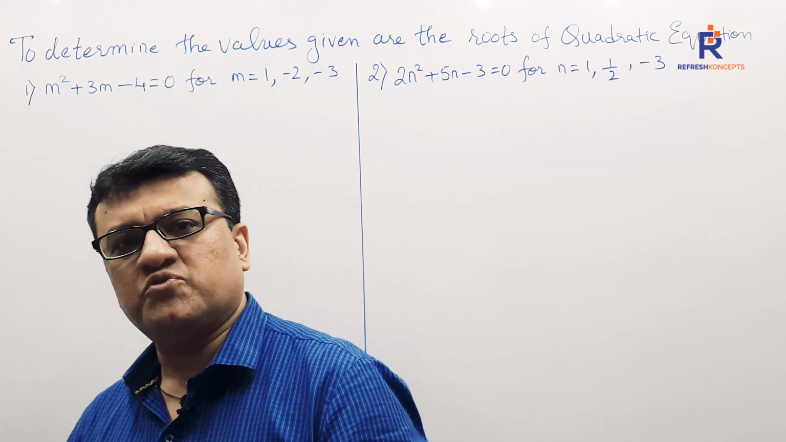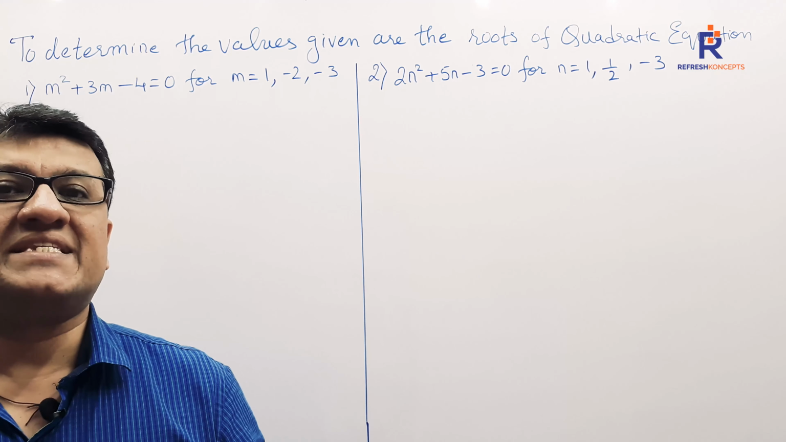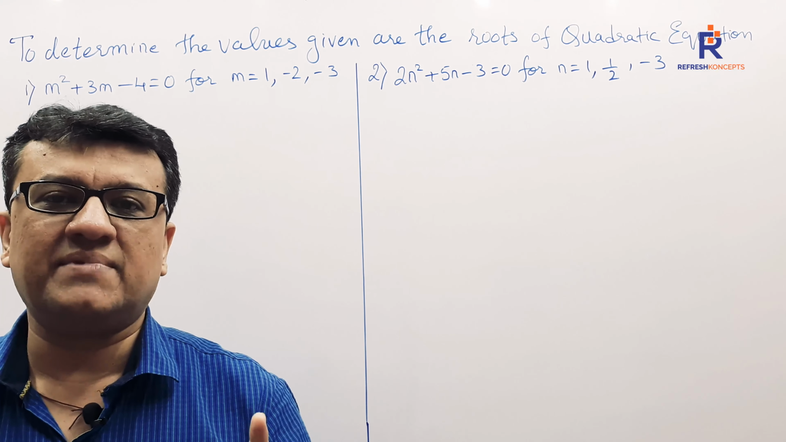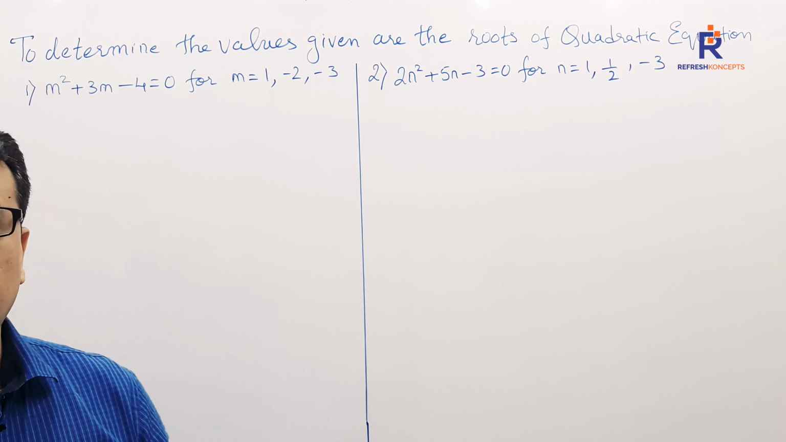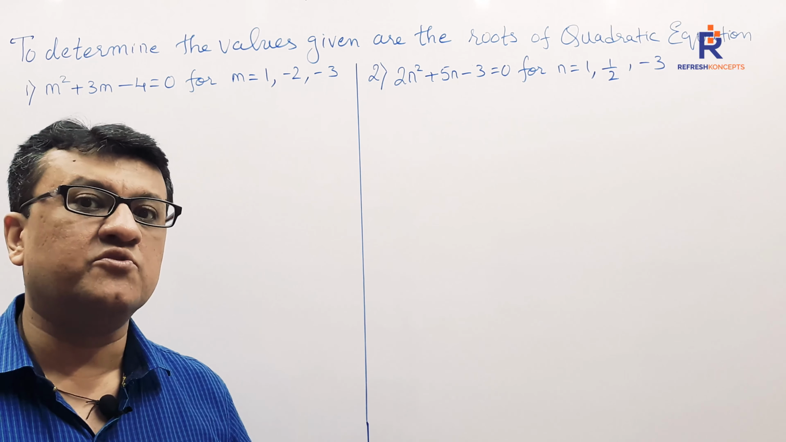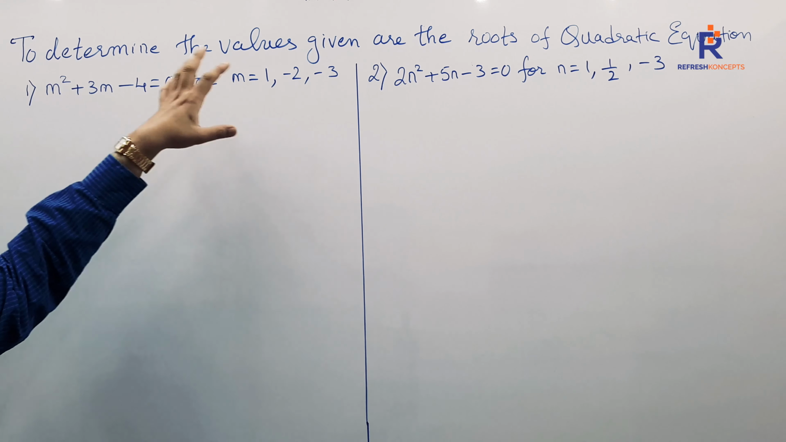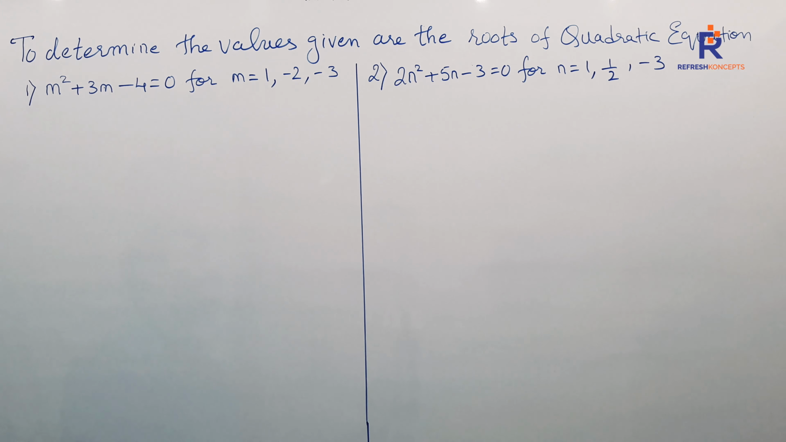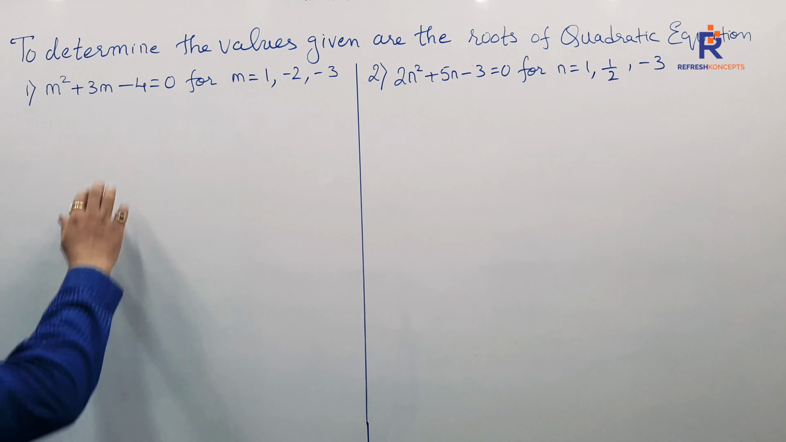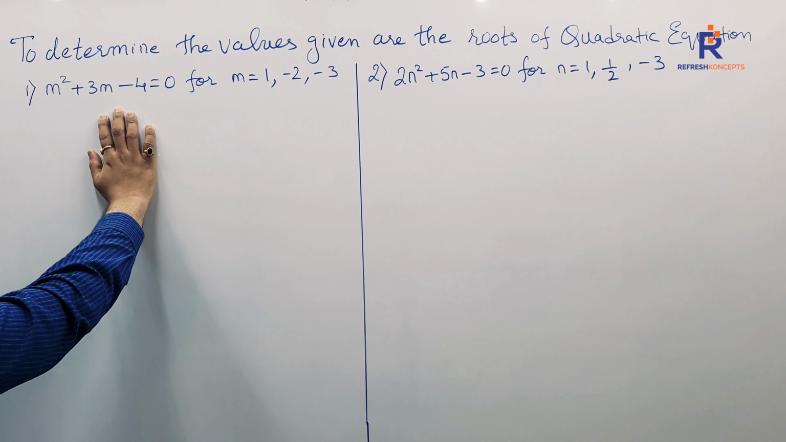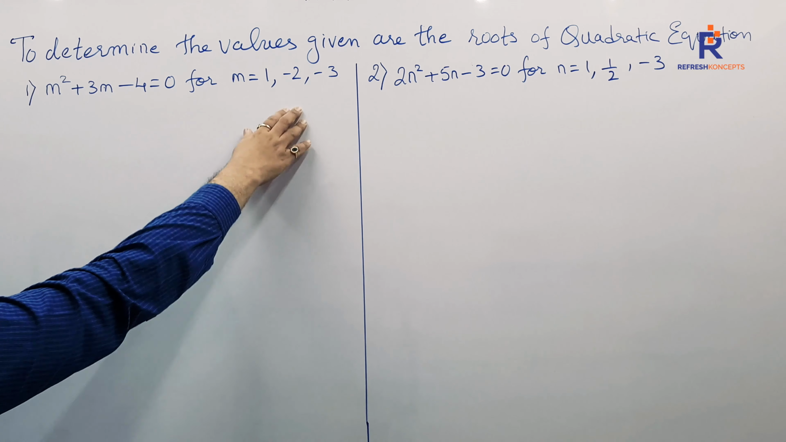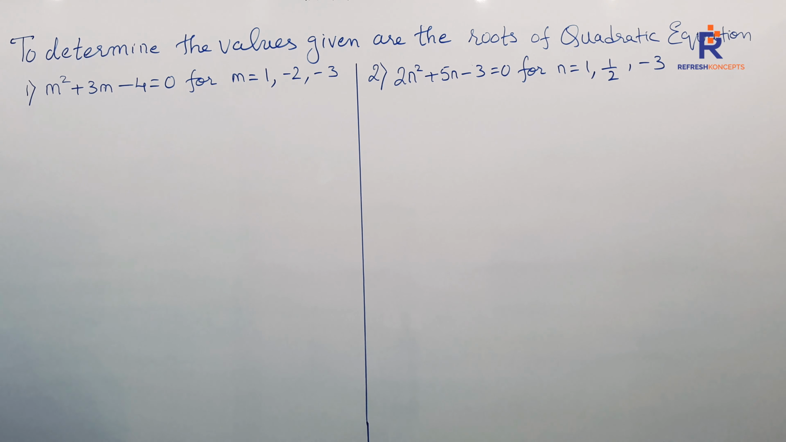On the other hand, if I have to say in some other way, the numbers which satisfy our quadratic equation are termed as roots of the quadratic equation. I hope you are clear with the word root. So let's determine what is the question: to determine the values given are the roots of the quadratic equation or not. So we have a quadratic equation in front of us. We have certain values also, and we need to check whether these values satisfy the quadratic equation or not. If they do, they are the roots, and if they do not, they are not the roots.